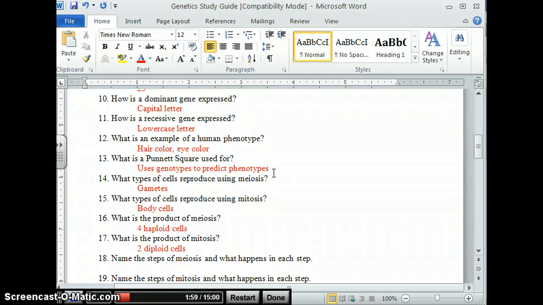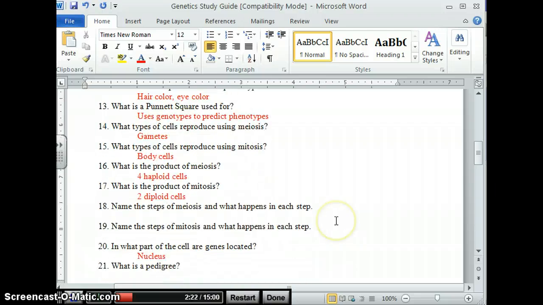Gametes reproduce using meiosis, while body cells reproduce using mitosis. The product of meiosis is 4 haploid cells. That means that there are 4 cells that have half of the regular number of chromosomes in them. The product of mitosis is 2 diploid cells, or 2 cells that have the whole number of chromosomes.